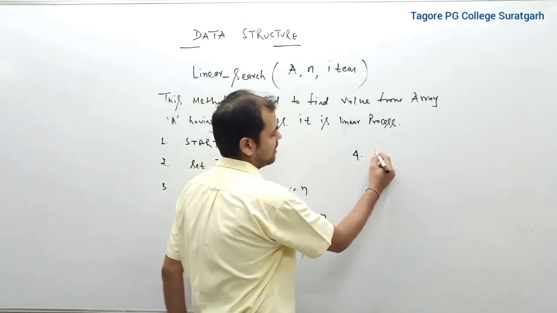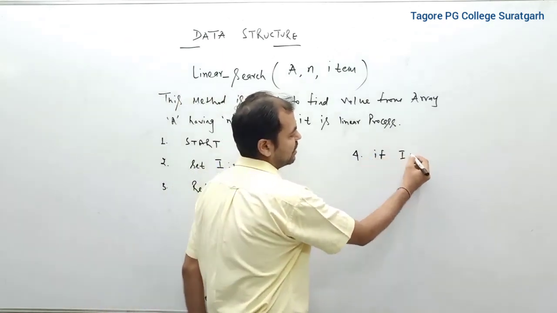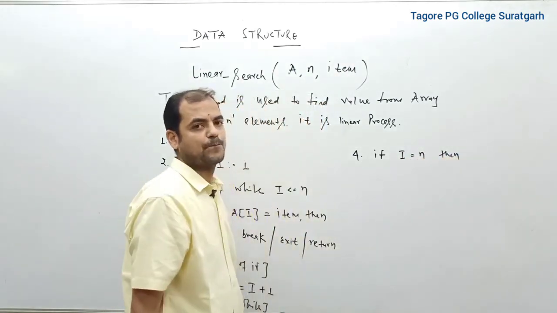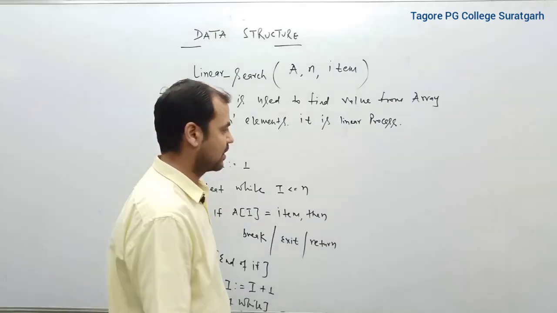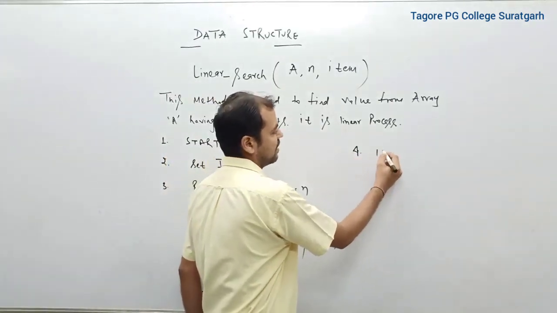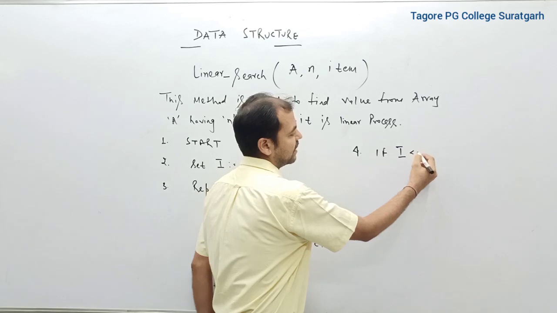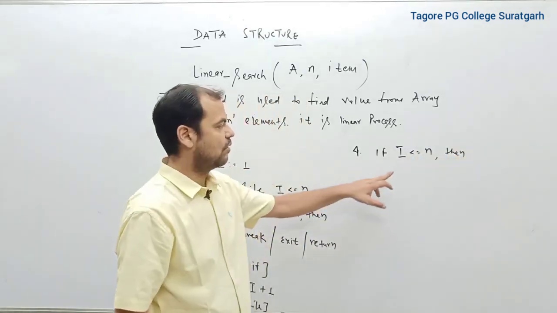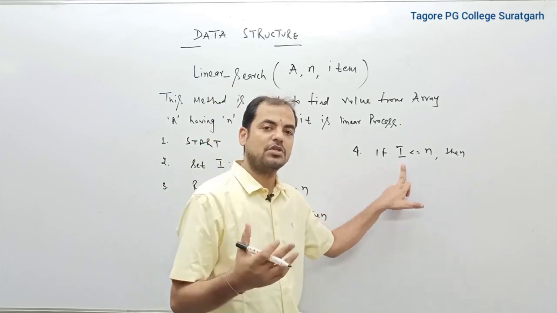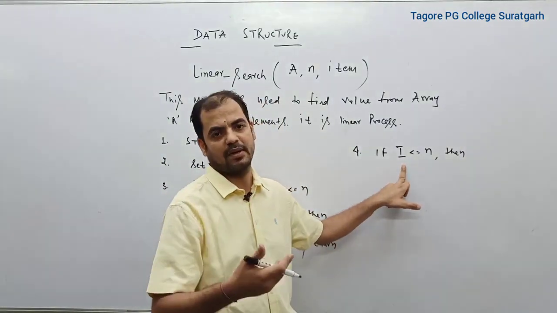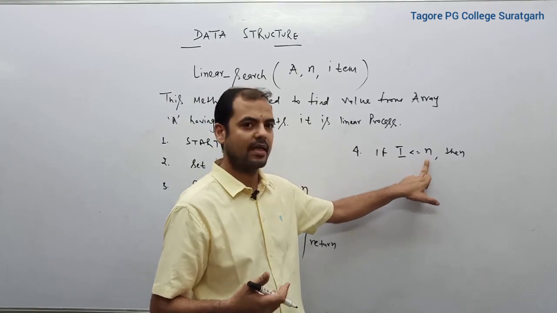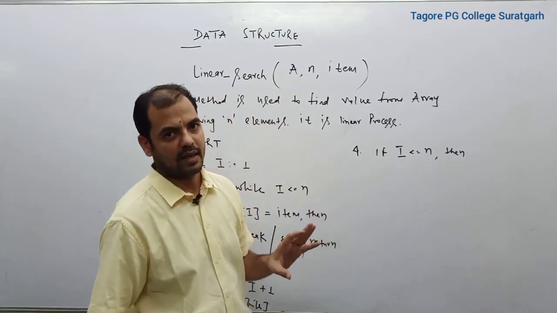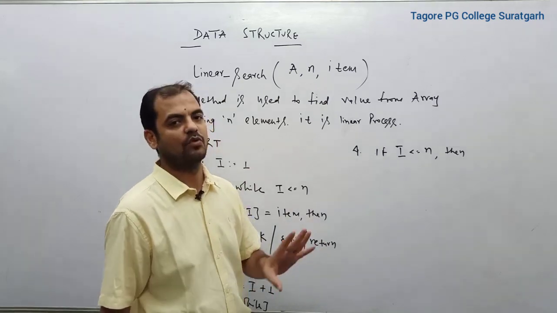So here is a trick: if I is less than or equal to n, then. What do you mean by that? Look, what was the I? I was your location, like first place, second place, third place, and what was the n? N was the number of elements. If your I is less than or equal to n, this means your search is successful, right?